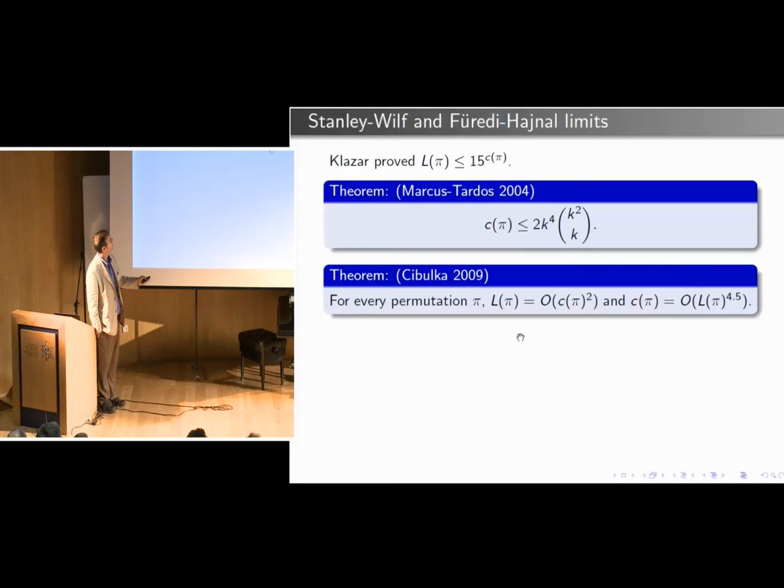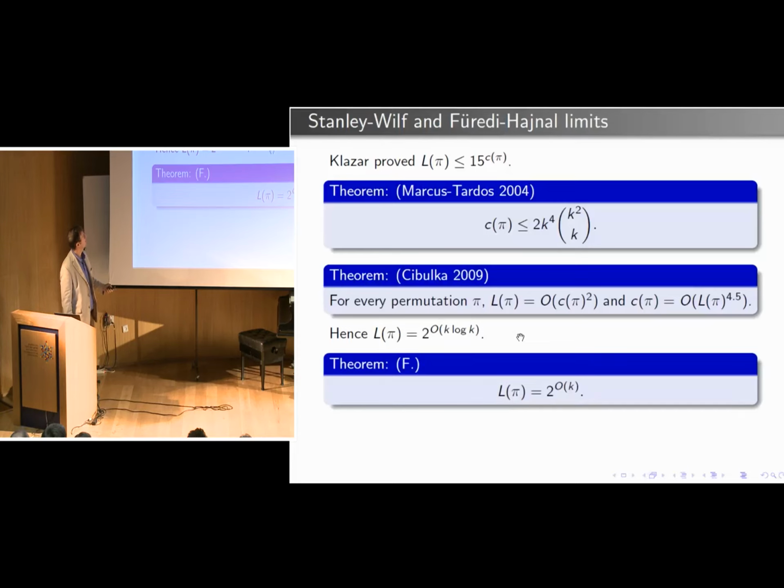These proofs take a number of pages. The methods we have shorten them a lot. This is now a few lines, and we'll hopefully show that soon. So what follows from this nice result of Cibulka is that the Stanley-Wilf limit is at most exponential in k log k, and we can get rid of the log k, again by these new methods.